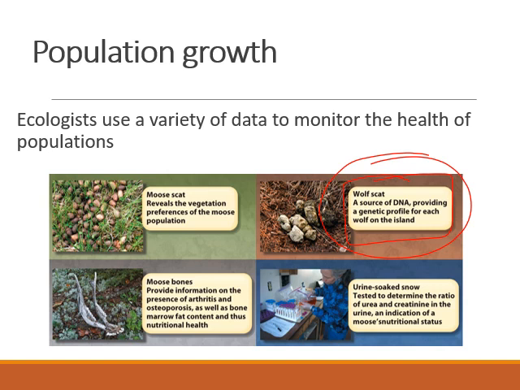They're moving and they're in different packs. The other thing you can look at is moose bones, and this provides really good information on whether they have arthritis or osteoporosis, bone marrow fat content. So it gives you a really good idea of what their nutritional health looked like when they died.